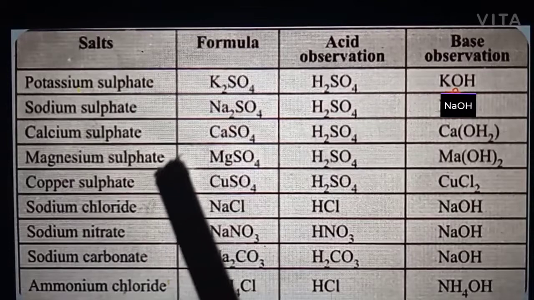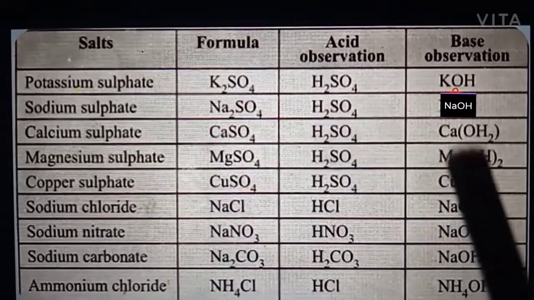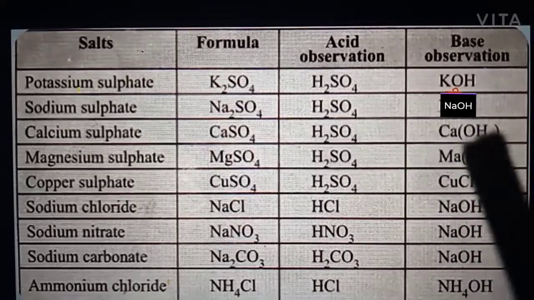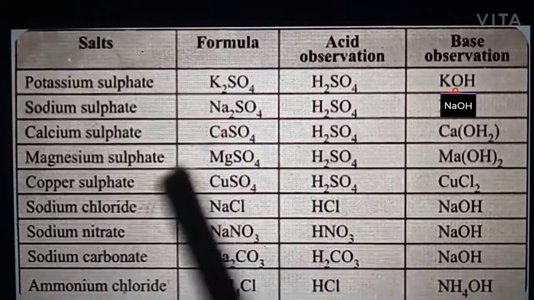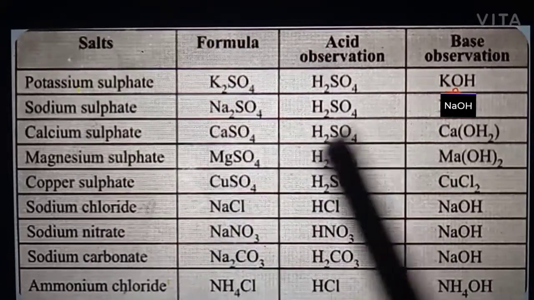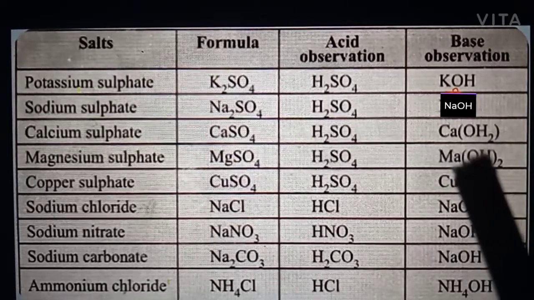After that, calcium sulfate. Same thing: for calcium sulfate we use H2SO4, and the base related to calcium, so it is calcium hydroxide. In the case of magnesium sulfate, we want H2SO4 and magnesium hydroxide. This is Mg, this is Mg. Okay.